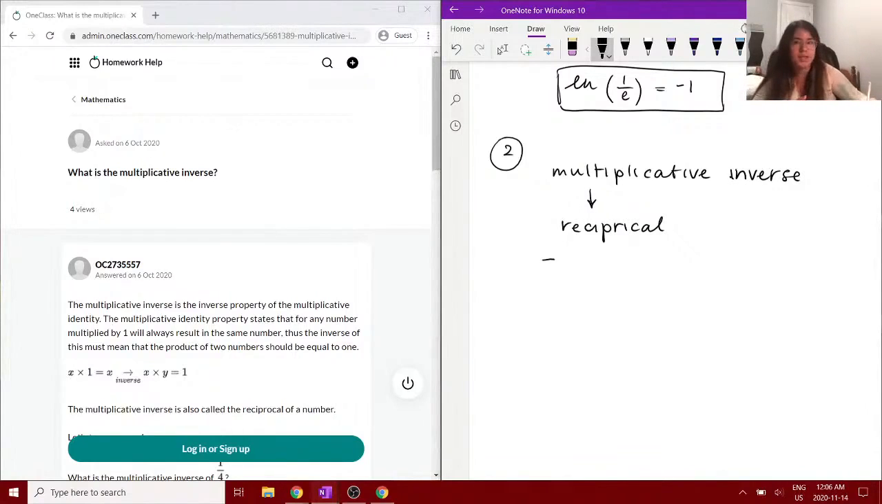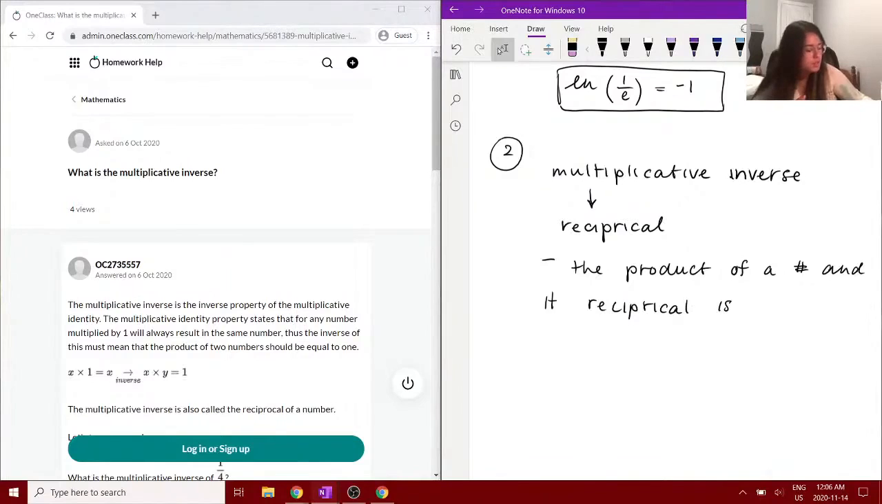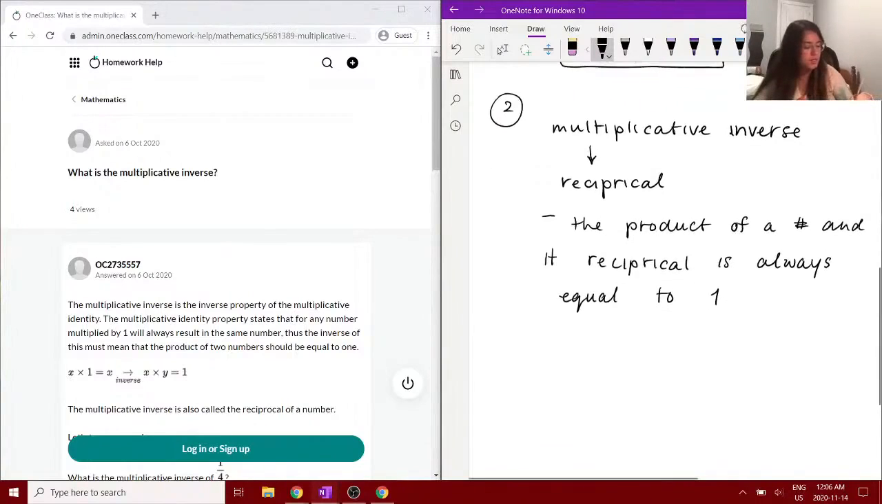So basically what that is, the product of a number and its, I'm going to write reciprocal, it's easier to write. So the product of a number and its reciprocal is always equal to 1.